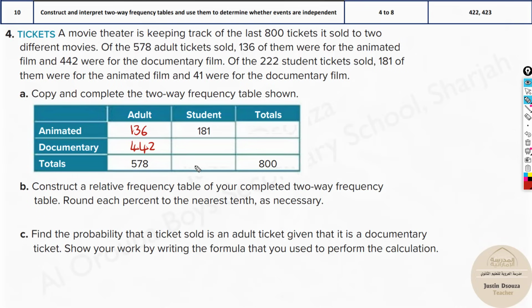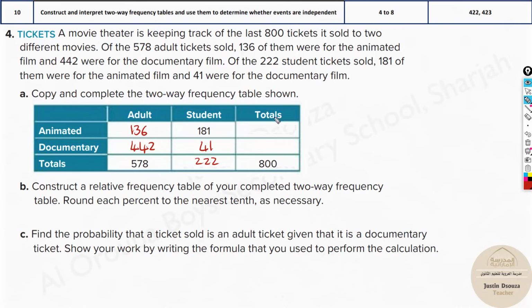What about the student tickets? So total were 222, so I can just write the total over here, 222. And how many were animated? In that, animated were 181, which is already given, and 41 were for the documentary. Maybe those students were forced by the adults to go to the documentary movie, I guess.